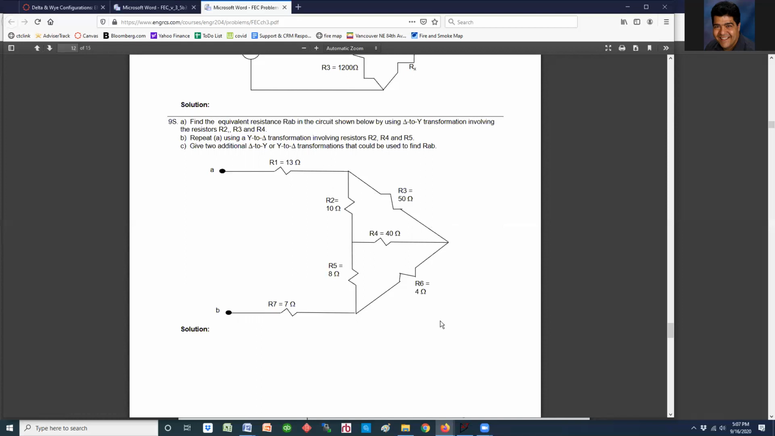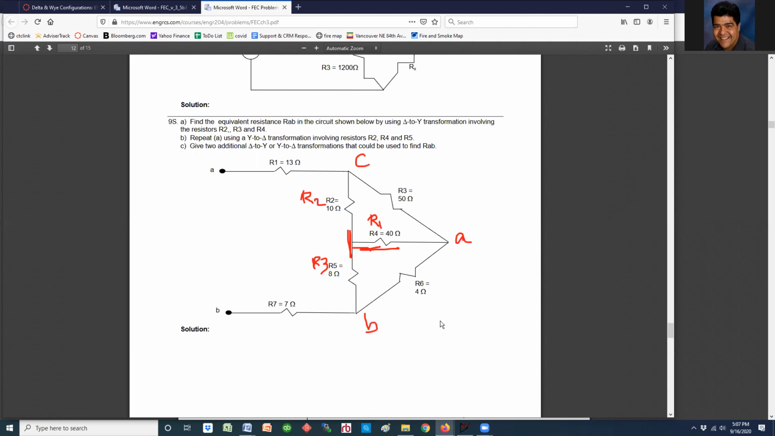But notice what happened. If I take this, this is a T or Y, however you want to refer to it. If I take this T and reconfigure it, for our notation we're going to call this one R1, this one R2, and this one R3. And then we're going to say this is going to be A, this is going to be B, this is going to be C.